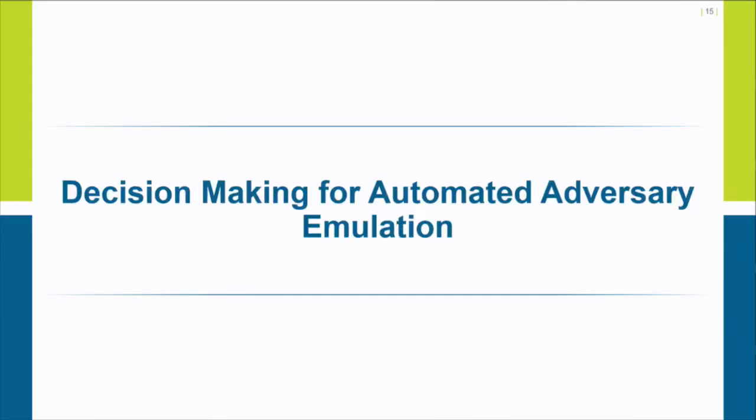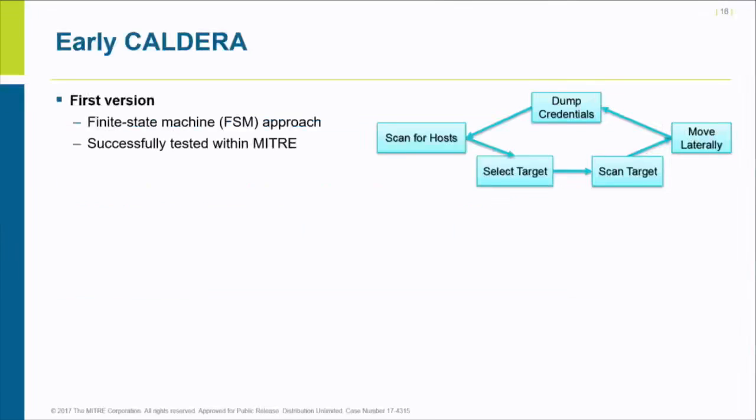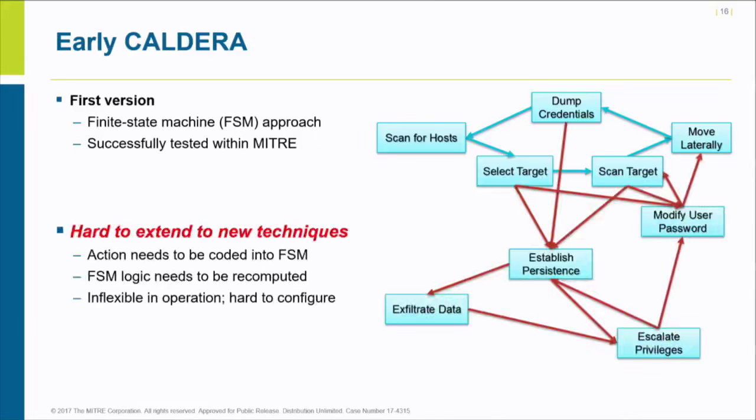So I'm going to switch gears a little bit and talk now about the decision-making component. When we first made CALDERA, we took a finite state machine approach where we would scan for hosts, select a target, scan the target, move laterally to that target, and then dump credentials. This worked well, it was successful, it iterated through this process, but there were some downsides. First, it was hard to add new techniques. Every time we wanted to add something, we had to fully recompute the finite state machine.